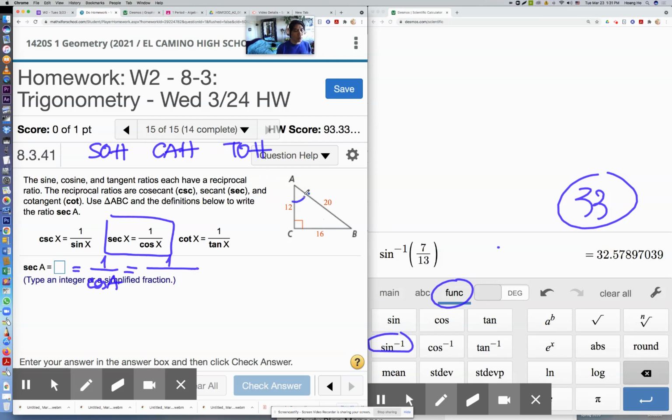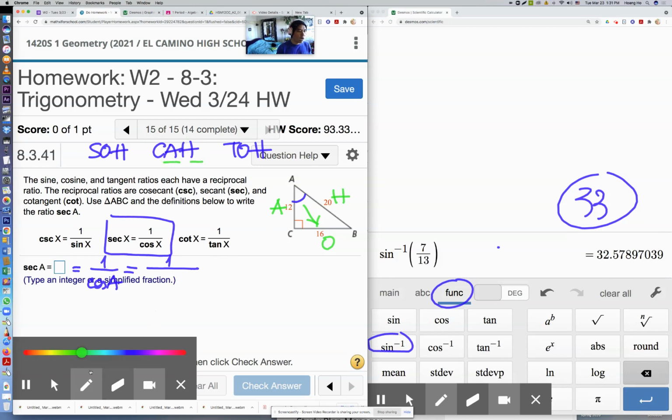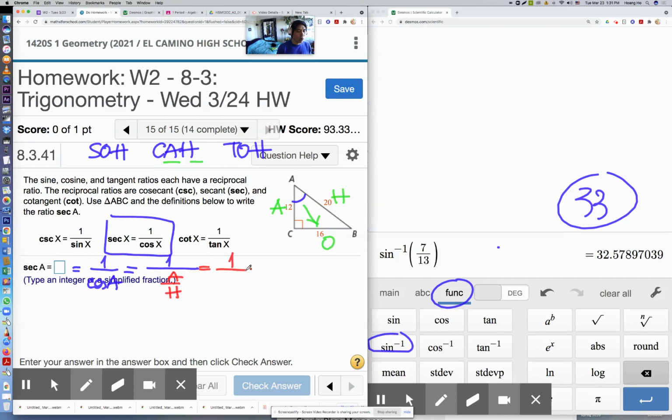So angle A is right here. This is opposite, this is hypotenuse, and this is adjacent. So cosine is right here. Cosine is adjacent over hypotenuse. So I put adjacent over hypotenuse. So put it in over here: 1 over, adjacent is 12, hypotenuse is 20. All right.